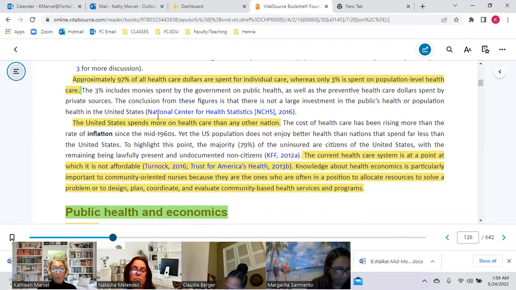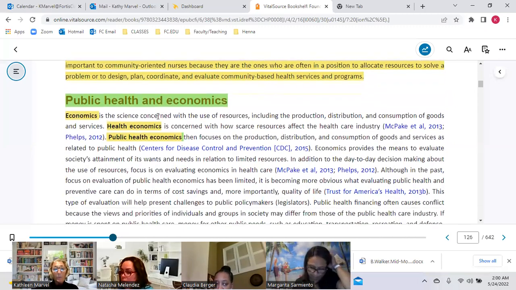We're usually the ones doing the community assessment, thinking, well, we have an immunization problem. Do we allocate resources to immunization clinics? We have a problem with whatever the problem is. Typically, it's the community health nurses that are going to be allocating resources to whatever the community needs are. So you have to be mindful of what's going on.